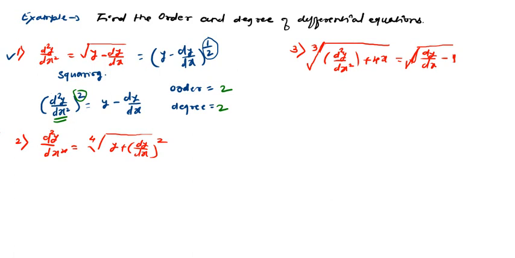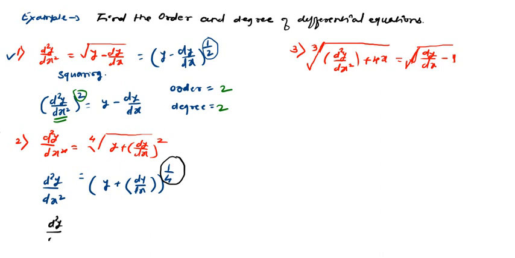In the next example, this term is raised to the power 1 by 4: y plus dy by dx raised to 1 by 4 is d2y by dx square. We don't need this power 1 by 4, so we raise both sides to the power 4. So see what will happen. This will be d2y by dx square to the power 4 is equal to y plus dy by dx squared. It is squared here.